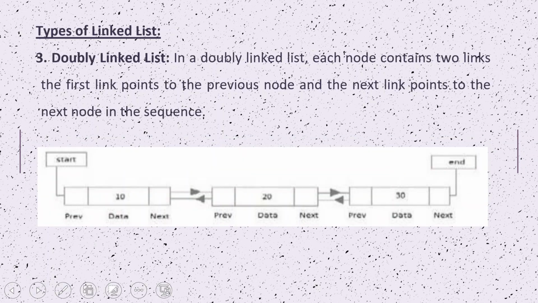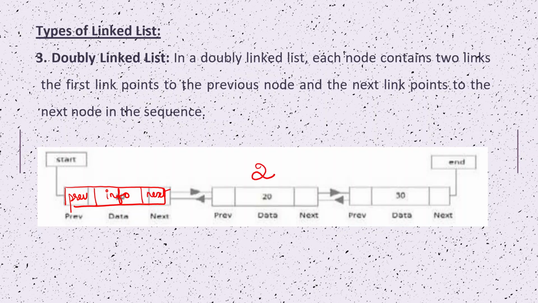Now the doubly linked list. See here. Usually a node is made up of two parts, the data part and the address part. Here, a node is divided into three parts. The middle part is your info or data part, the left part is called previous, and the right one is your next. The next part will contain the address of the next node, whereas previous will contain the address of the previous node.